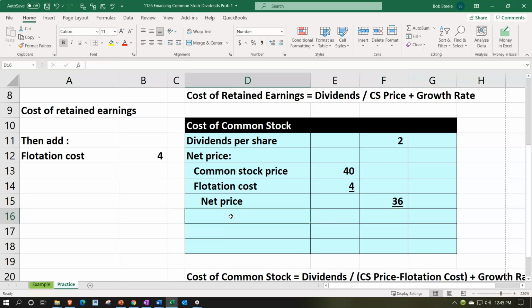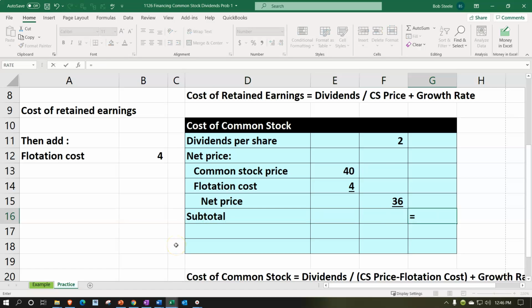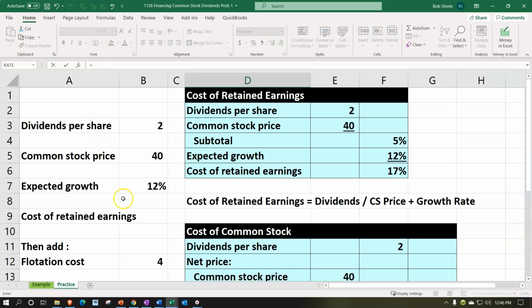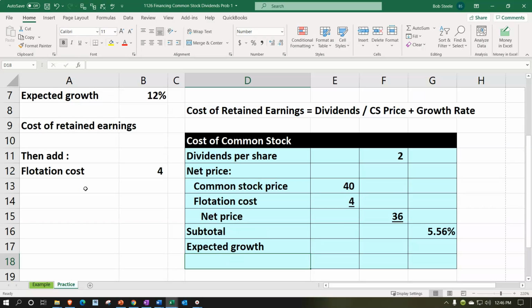And then we're going to add the cost of, we'll make this our subtotal, which is going to be equal to the 2 divided by the 36. I'm going to percentify that. We're going to go to the numbers, percentify, add a couple decimals, 5.56, and then we're simply going to add to that our growth rate. So we're going to say growth rate will be here.